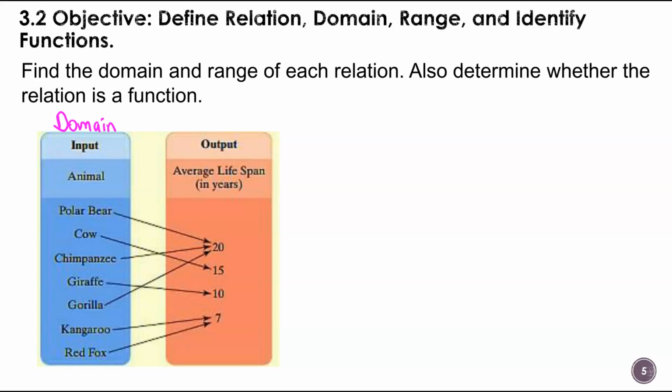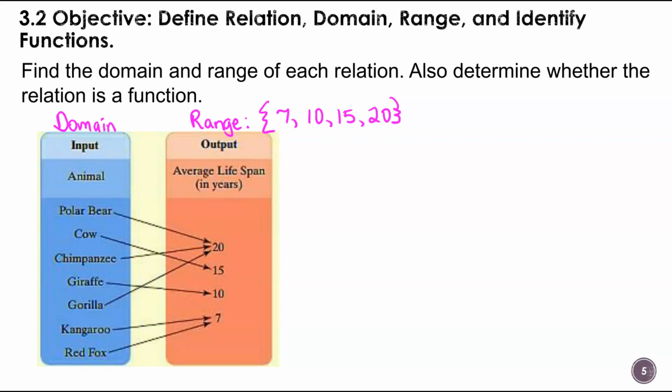Now, if I was really having to list that, I would have to write that out. And then my range, right, would be these numbers. I will go ahead and say the range then is 7, 10, 15, and 20. So I'm listing that one out just because that's shorter and I don't have to write out all the animal names. And then on this one, it would make sense that it is a function because a polar bear only has one average lifespan. So we're not going to say the polar bear has a lifespan of 20 and 15, right? We wouldn't do that.